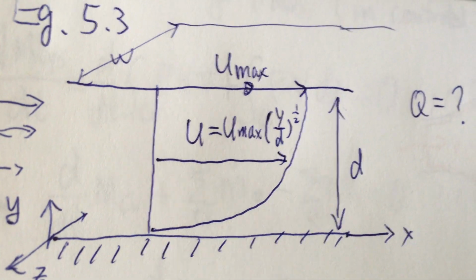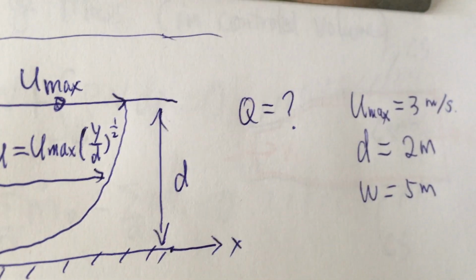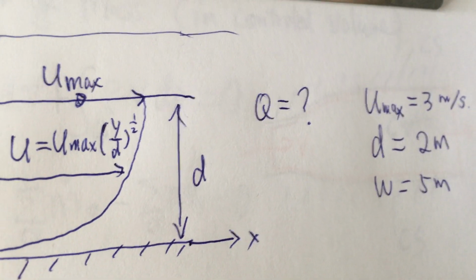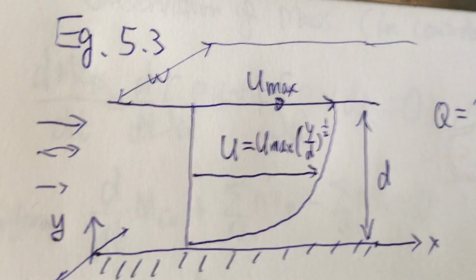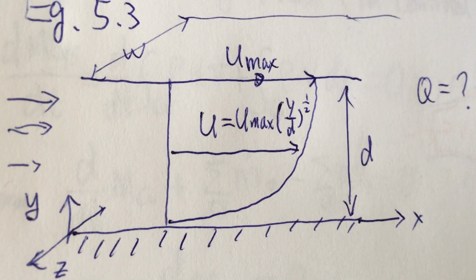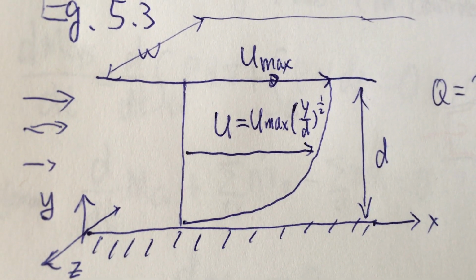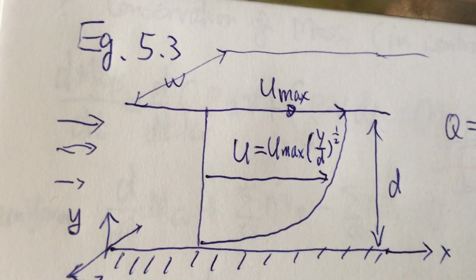So the values are given: U max equals 3 meters per second, d is 2 meters, and the width of the channel is 5 meters. So it's 3D, right? X is the flow direction, vertical is the Y direction, then the Z direction is going out of the paper. So the width is in the Z direction.